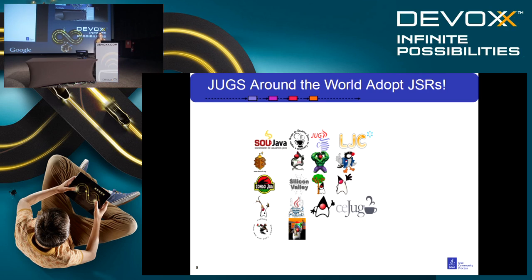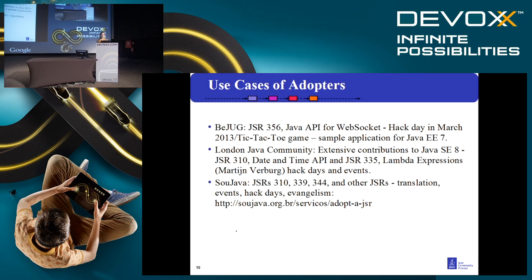I haven't gotten all 30 of the logos up here, but one of the things that I do as community manager of the JCP is highlight the work of the Java user groups and share with the community the work that people are doing, as well as working with the spec leads of the JSRs to accept the feedback from the community, facilitating that as well as promoting it to the community.